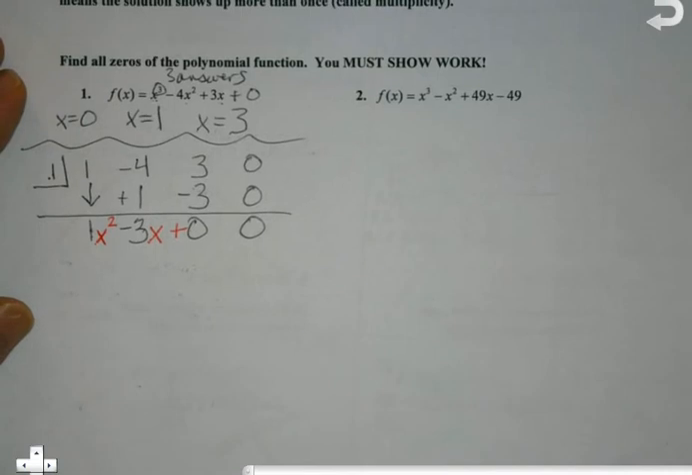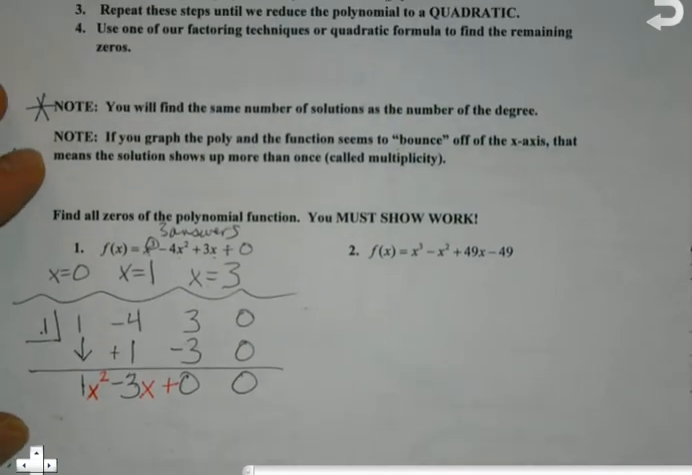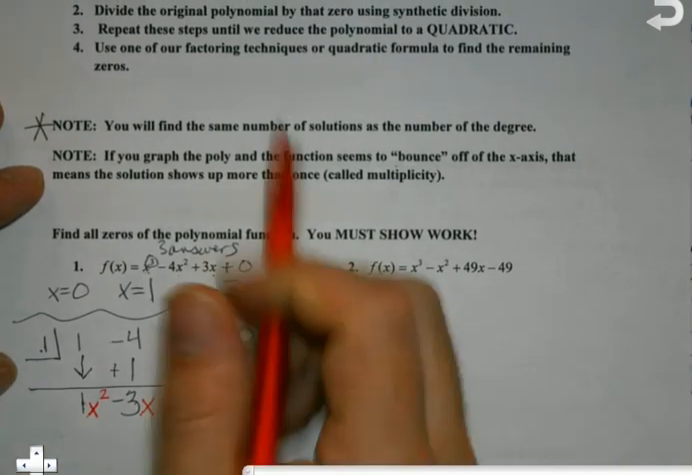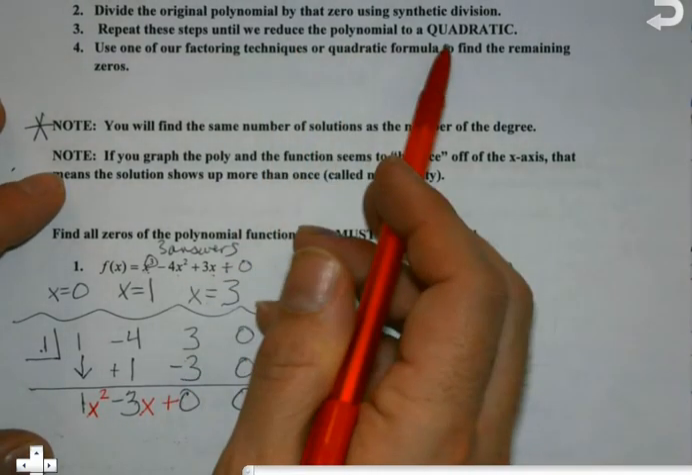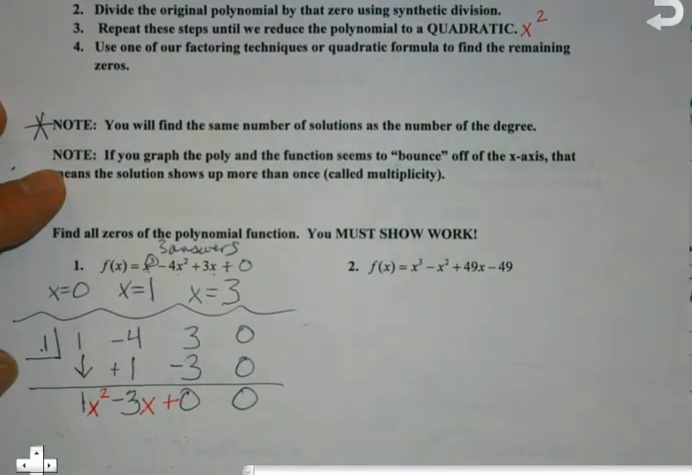Well, if you notice, I'm going to come back down just a bit here. Step number 3, which I skipped before: repeat these steps until we reduce the polynomial to a quadratic, in other words, something that starts with x squared. Well, our current problem does start with x squared now, so we've done that. At that point, you factor what's left, and you're done.